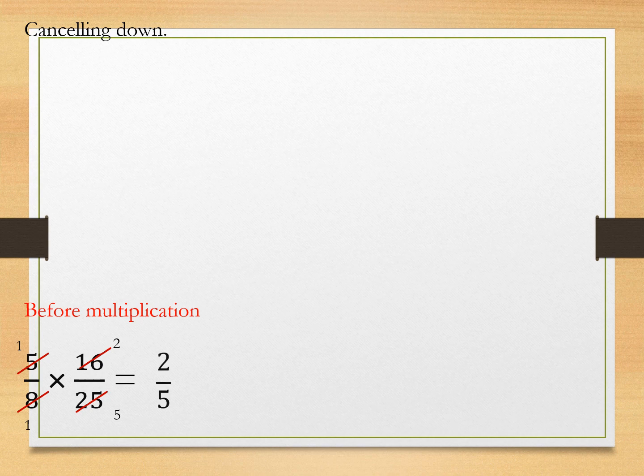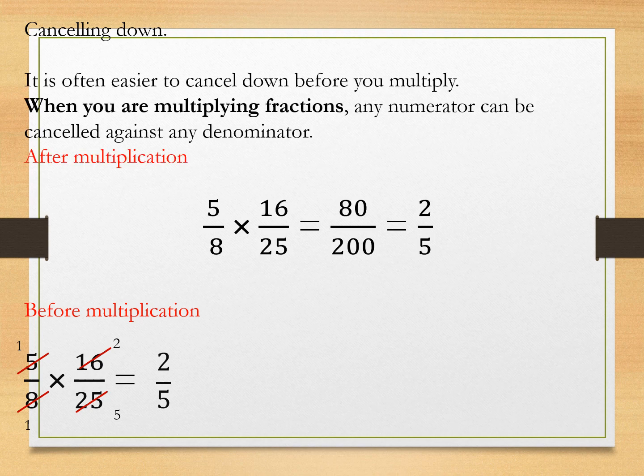So 1 times 2 is 2. And 1 times 5 is 5. You will get 2 over 5. If you didn't do it like this, you are going to do a lot of multiplications. You are going to say 5 times 16 is 80. 8 times 25 is 200. And then you will start by simplifying to get 2 over 5. So it will take more time than simplifying before multiplication.